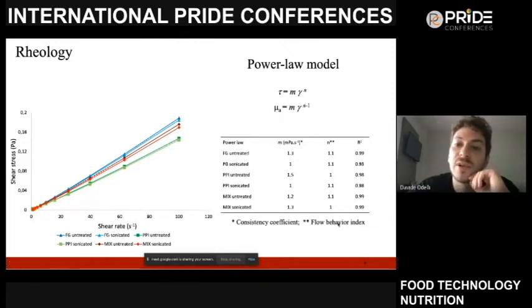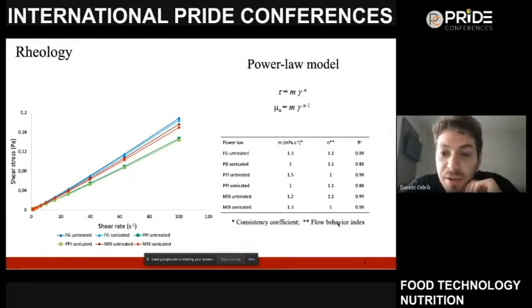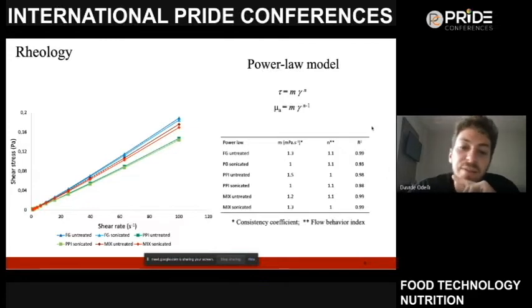As we can see from the second equation represented here, in this case the consistency coefficient m is equal to the apparent viscosity. All of the solutions presented a range of viscosity between 1 and 1.5 millipascal second. And we can say that the ultrasound treatment in particular reduced the viscosity of both the fish gelatin and pea protein, while it didn't significantly affect the mix when the proteins were mixed.